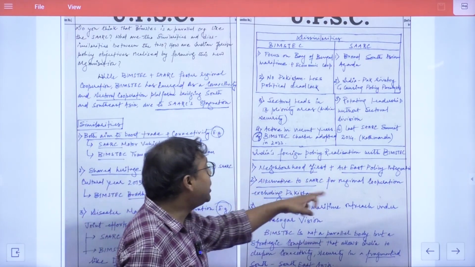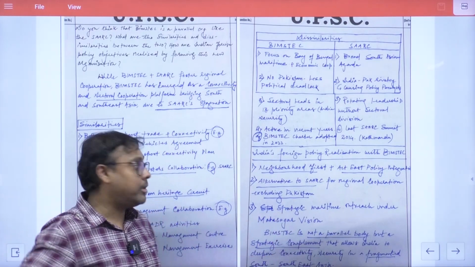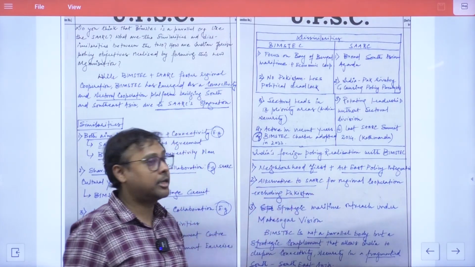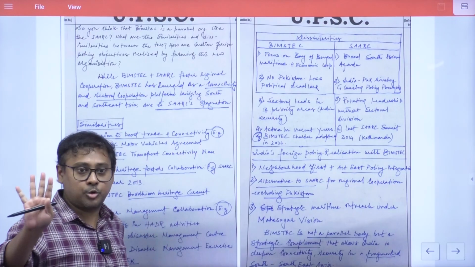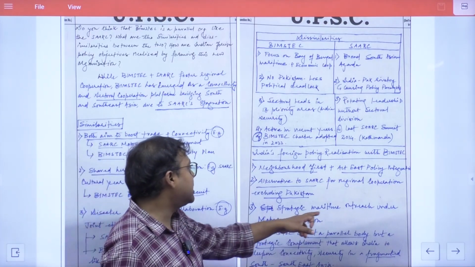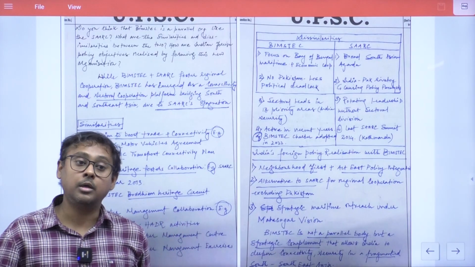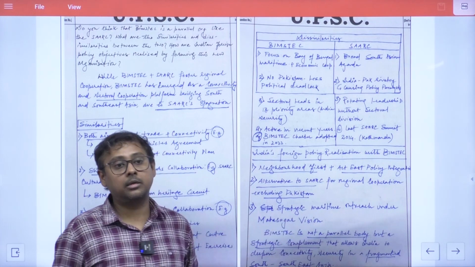Second is what? Alternative. Now this is something which is on a subterranean level. No minister says this: alternative to SAARC for regional cooperation excluding Pakistan. You will not find any minister saying this, but this is the truth, right? What is the third? Strategic maritime outreach under not SAGAR vision. Now it will be MAHASAGAR. Wherever SAGAR comes, it has to be replaced by Mahasagar.